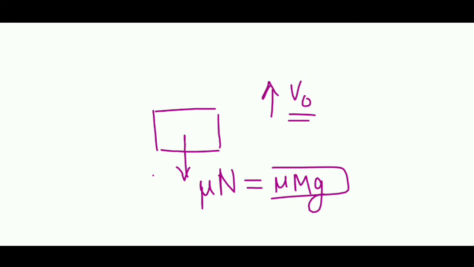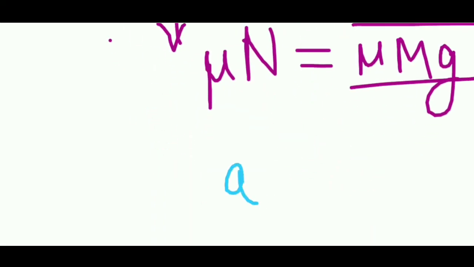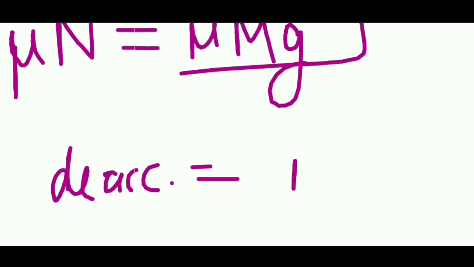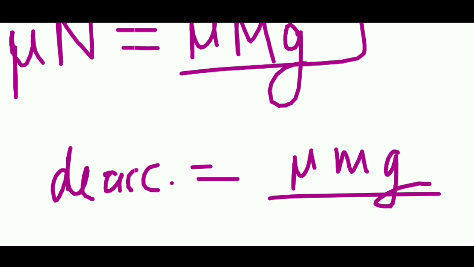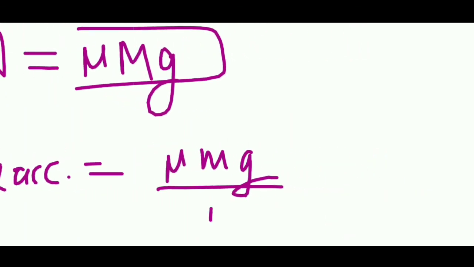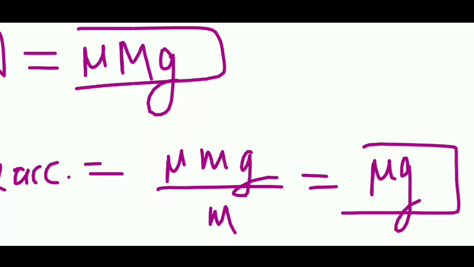Due to this, there will be a deceleration. And what will be the value of that deceleration? It will be mu mg divided by m, force divided by mass. So mu into g. So mu g is the deceleration which will be acting on this block throughout the motion.